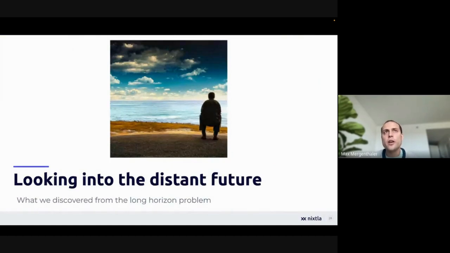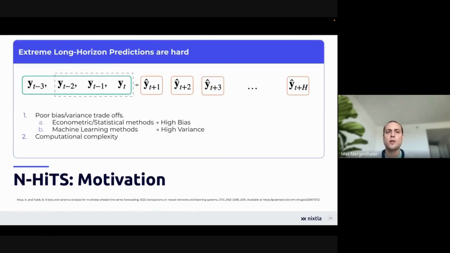And then we started trying to push the limits of the N-BEATS and other forecasting methods, and started with a very hard task in the field, namely long horizon forecasting, or trying to solve the long horizon problem. The problem with long horizon predictions is that it is computationally very complex, and that it offers a poor and unfortunate bias-variance trade-off. Classical methods tend to have higher bias for this sort of task, and the other classical machine learning methods tend to have very high variance.